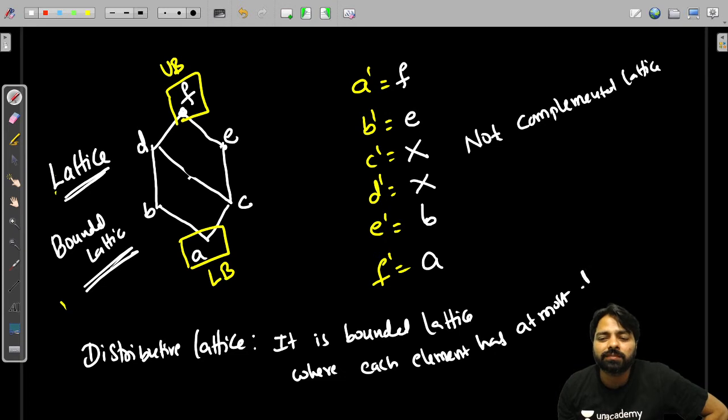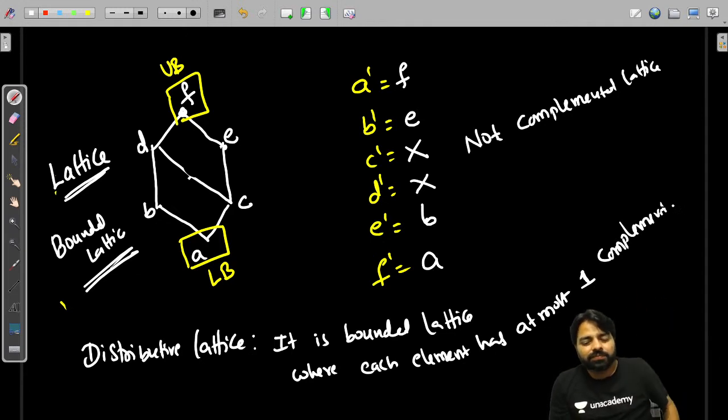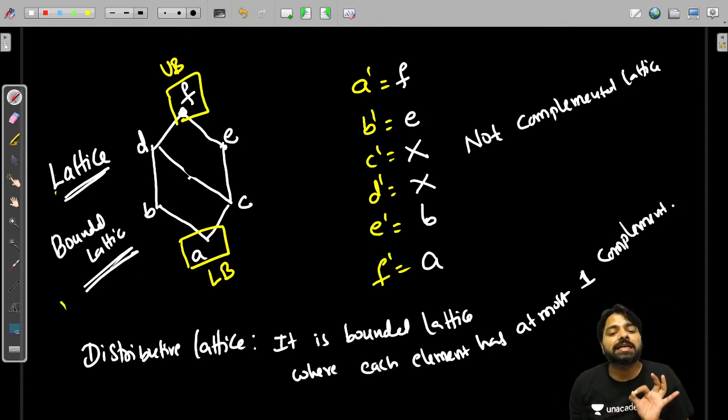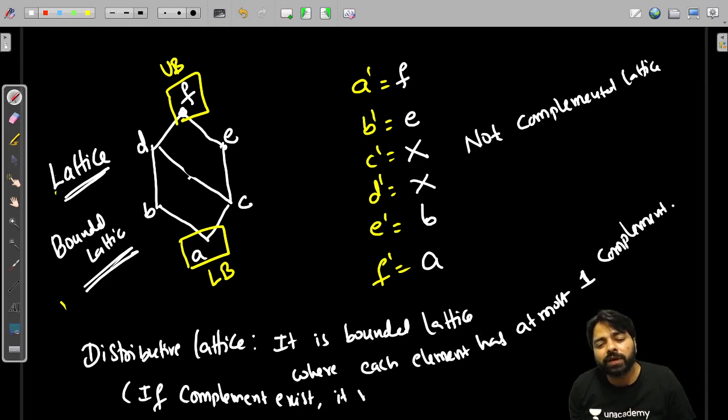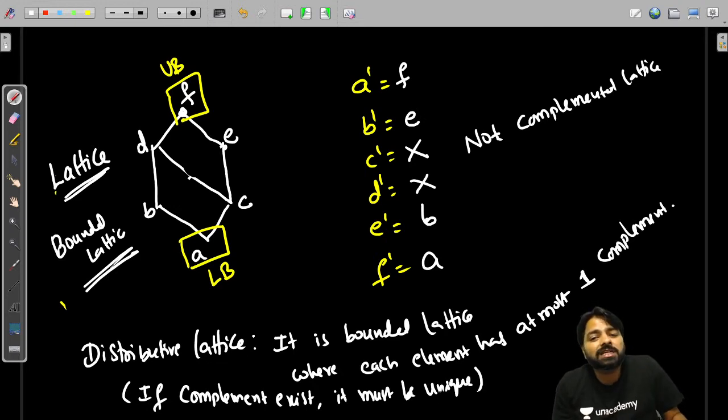At most one means either no complement. If you have a complement, it is unique. If complement exists, it must be unique. If complement does not exist, fine. But if complement exists, it must be unique. Means only one. You can't have more than one complement. You can have 0 or 1.